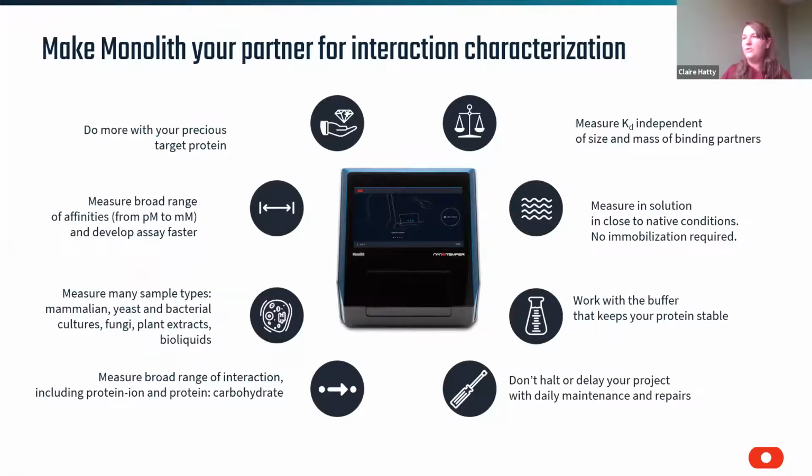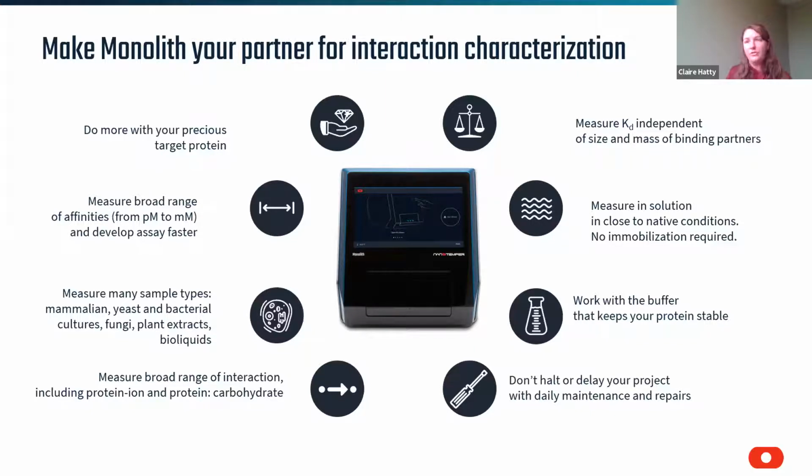And just to quickly introduce you to the two main technologies that we use to measure this, the Monolith is what you would use to measure MST. Some of the main advantages of the Monolith is that it uses very low sample consumption. You can measure your KDs independent of the size and mass of the binding partner. So it doesn't matter if you have a small molecule binding to a large protein, that's still fine. You measure it in solution, close to native conditions. That means you don't have to worry about immobilizing it on a chip, and it also means you can work with any buffer that keeps your protein stable.